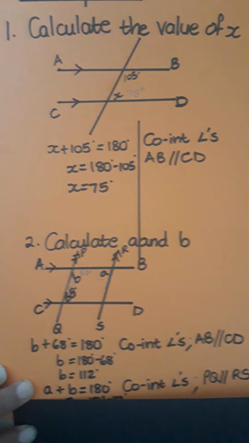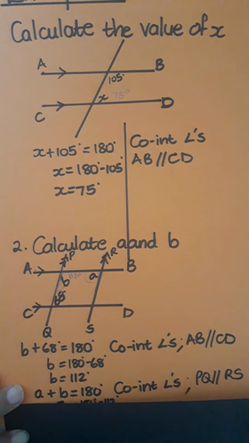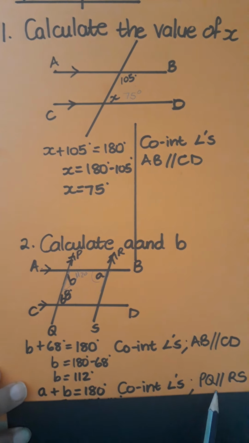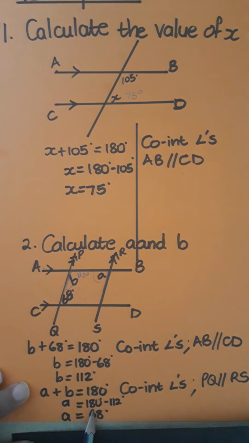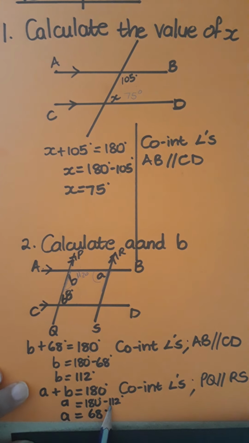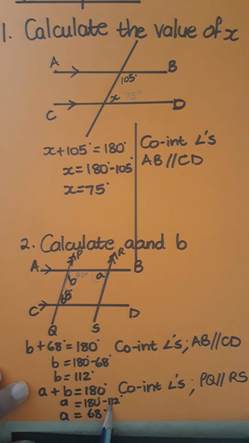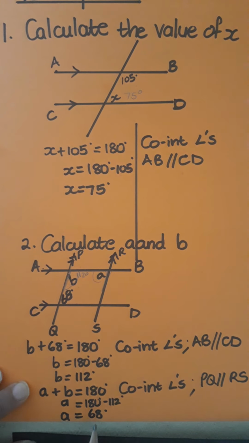My reason: co-interior angles, PQ is parallel to RS. Lastly, 180 minus, remember that B was 112 degrees. So that's where we got the 112 from. 180 minus 112 degrees. Therefore, A is equal to 68 degrees. And that's how you find co-interior angles.